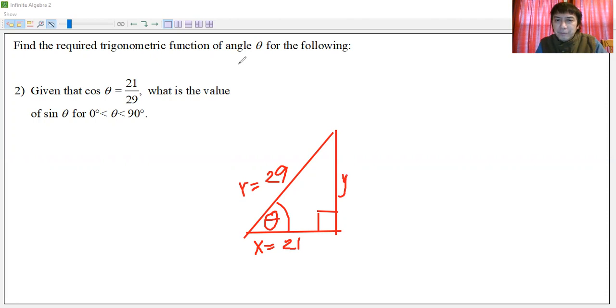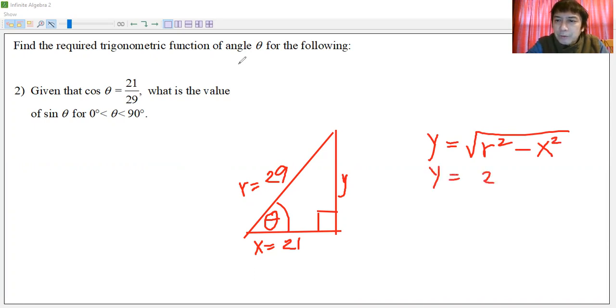The vertical side. All right, and so for sine theta, we will be using opposite side over hypotenuse, which is y over r. And so we need the y first. The formula for y using the Pythagorean theorem will be y is equal to the square root of r squared minus x squared. So this is y equals the square root of 29 squared minus 21 squared.